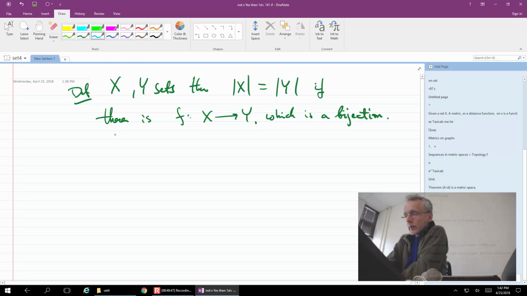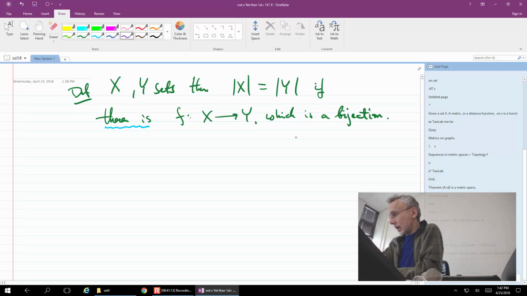Well, one thing I want to emphasize that always comes up is that there is such a function. It doesn't mean that every function would be a bijection. Remember the counterexample: there might be a function between them that is not a bijection, even if that function is one-to-one.